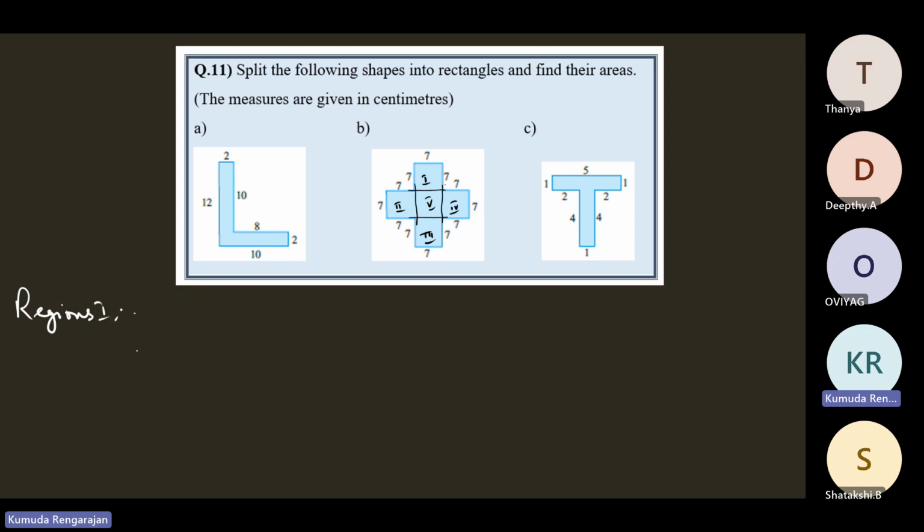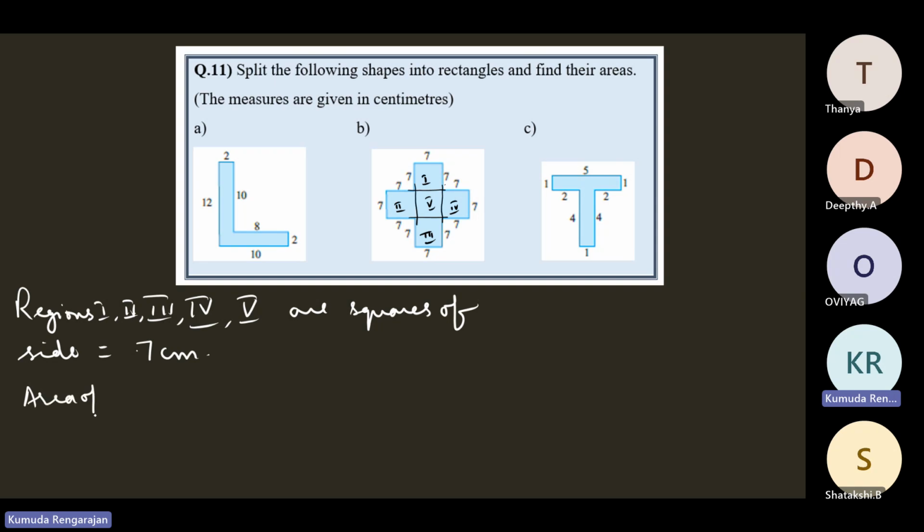Regions 1, 2, 3, 4, 5 are squares of side equal to 7 centimeters. So area of region 1 is equal to side into side.